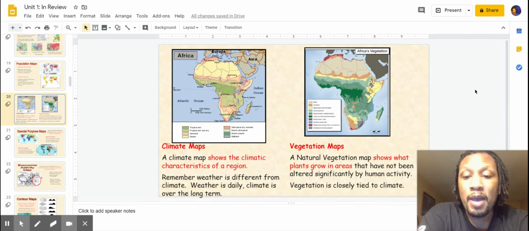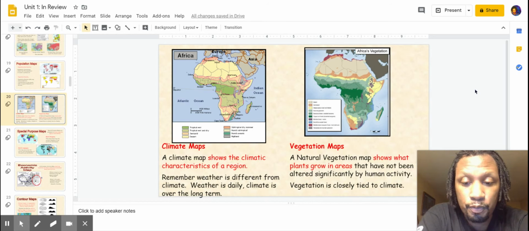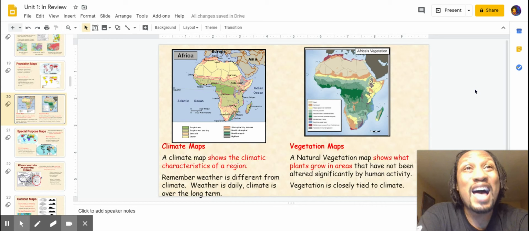Okay, so a climate map shows the climatic characteristics of a region. All right, so characteristics, what we're talking about is what something looks like. Okay, remember, weather is different from climate. Weather is daily, climate is over the long term. So today's weather, or the weatherman, because the weatherman tells us what the weather is like for today. Okay, but a climatologist is a person who studies climate over huge periods of time.